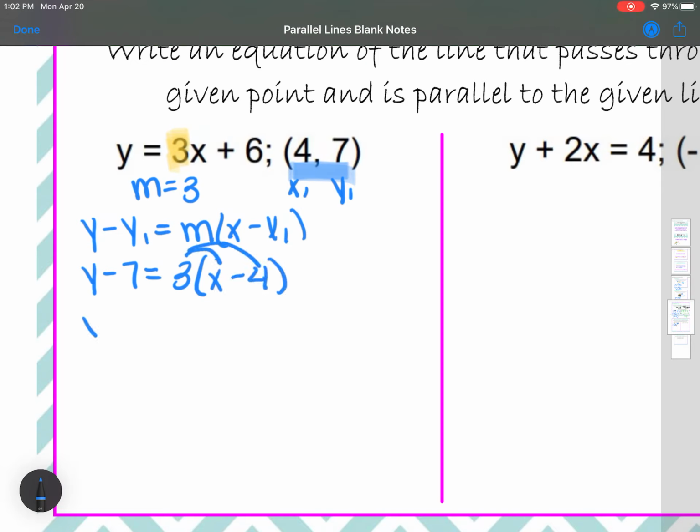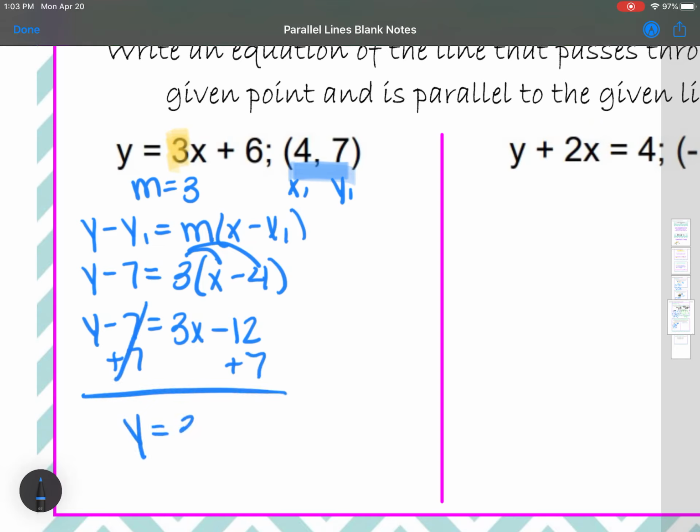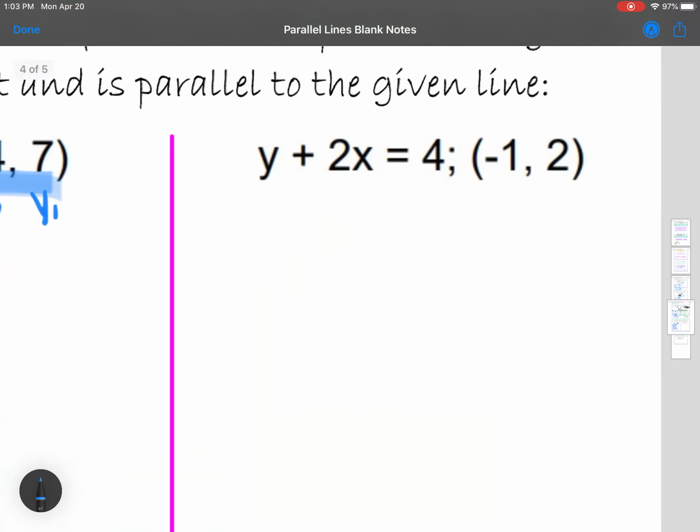I'm going to distribute. Y minus 7 equals 3x minus 3 times negative 4 is 12. Last step, I just have to add 7 to both sides. So y equals 3x, negative 12 plus 7 is negative 5. And that is my equation of that line. Nice and simple. I just have to put it into point slope form and then solve for y. All right. Moving to the next one.